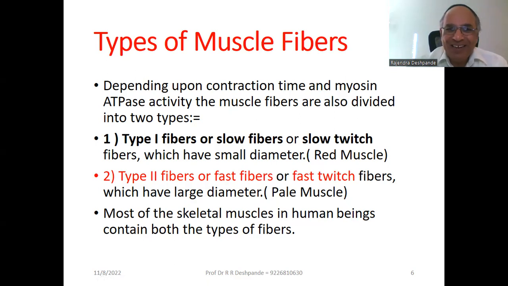Let us see. Type 1 fibers are also called slow fibers, also called slow twitch fibers, which have small diameters. Type 1 fibers are present in red muscles. That's why contraction is slow. Type 2 muscle fibers are also called fast fibers, fast twitch fibers, which have large diameter. And they are present in the pale muscle or white muscle. Okay. Most of the skeletal muscles in human beings contain both types of fibers.